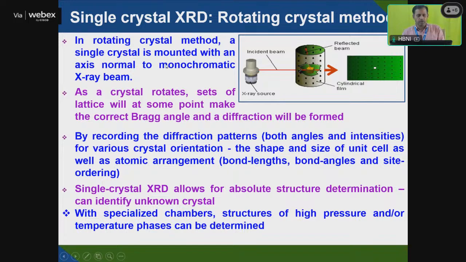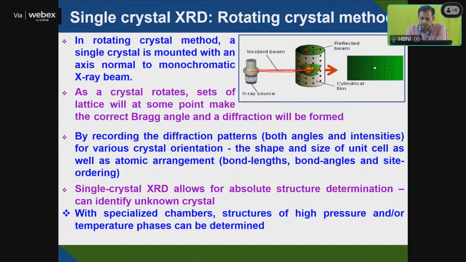So it is generally called the rotating crystal method, in which a single crystal is mounted with its axis normal to the beam. You can see here, this is the sample holder. This is the X-ray source, from the X-ray source to the sample here. And then the transmitted beam is coming here, and you are getting the diffraction pattern here. So the sample is mounted with an axis normal to the monochromatic X-ray beam. This is the X-ray beam coming.